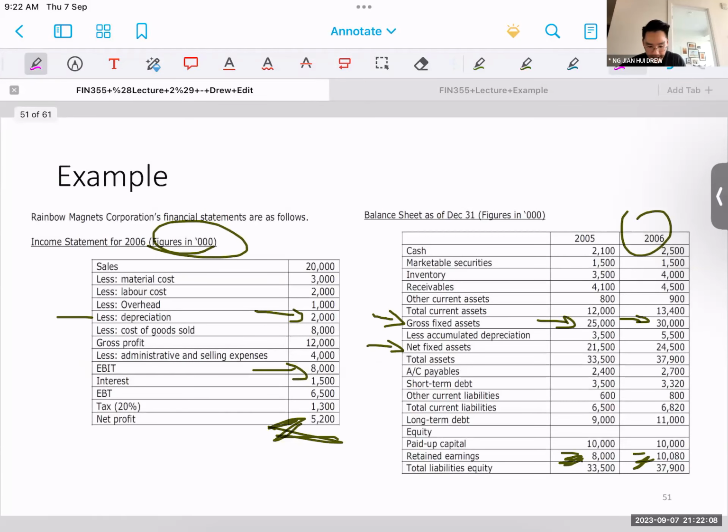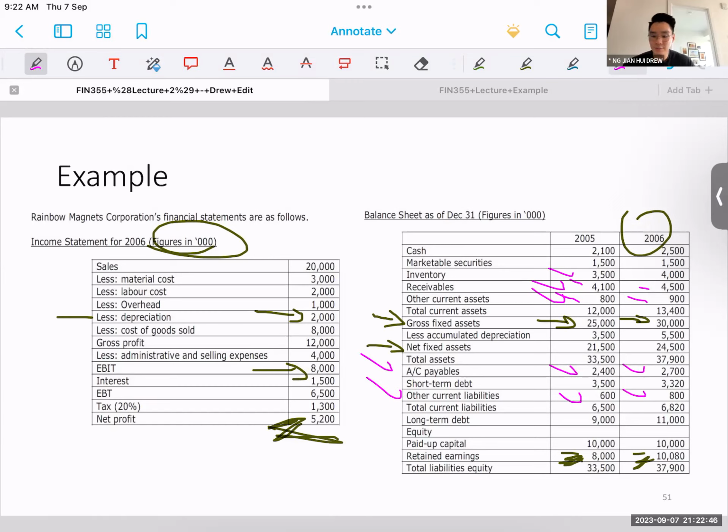Okay, let's look at CA first. We have considered inventory, receivables, other current assets, right? So these 3 components here. So we need to take the change, right? So we take 4,000 minus 3.5, 4.5 minus this minus this. What are the CL that we have to consider? Let's see. Other current liabilities, we'll consider this. Accounts payable, right? We have to consider these 2.